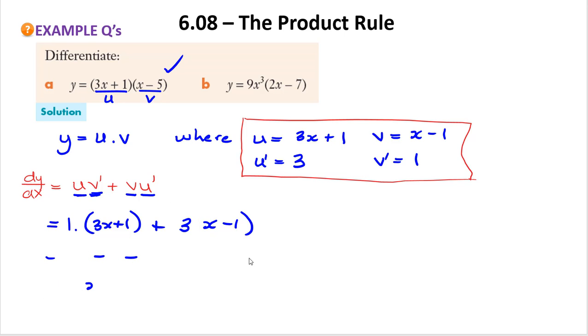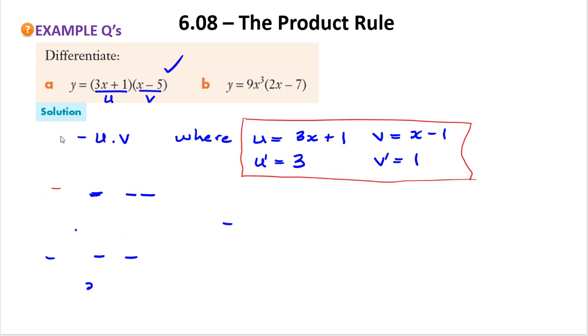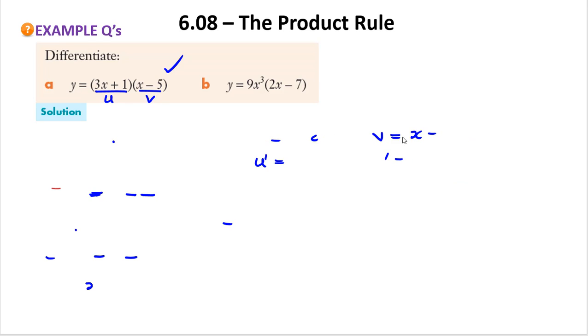I'll just erase some of that so that we can do example 2 here. Just bear with me. Okay, so example 2, we've got these two expressions here. This one's going to be our u and this one's going to be our v. So we've got u and v.